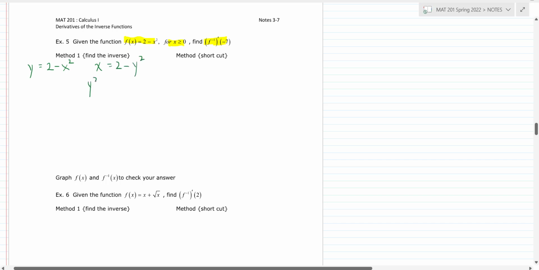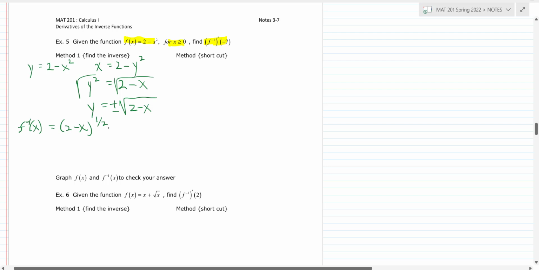I'm going to move the y squared to the left and the x to the other side. Then I'm going to take the square root of both sides. So I would get y equals, technically, plus or minus the square root of 2 minus x. Now, since this is only defined for x greater than or equal to 0, we're going to want this to be positive for that reason. So we're just going to write f inverse of x equals 2 minus x to the 1/2 power.